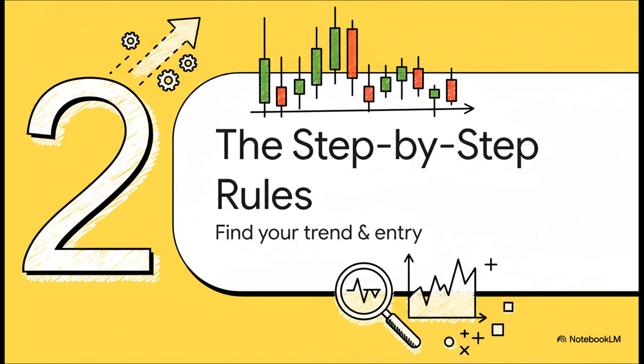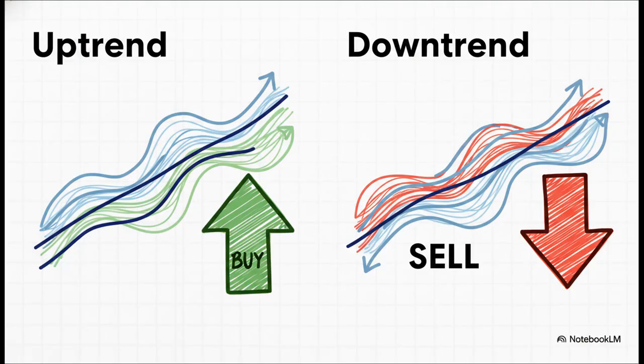All right, so we've got our tools laid out. Now let's get into the fun part, the actual step-by-step rules of engagement. This is the core process. This is how we find a high probability trade. Step 1 is without a doubt the most critical rule of them all. Figure out the trend. And it's incredibly simple. If our fast 50 EMA is above the slow 200 EMA, we're in an uptrend. That means we are only looking for buy setups, period. And if the 50 is below the 200, it's a downtrend, and we are only looking to sell. That's it. We always swim in the direction of that main current.